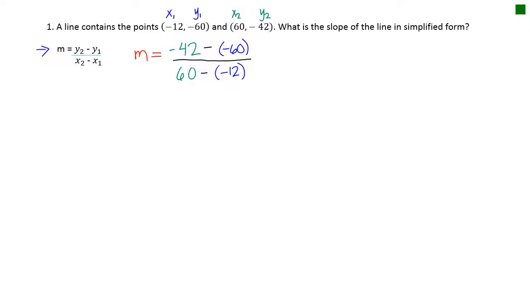The first thing then we want to do from here is notice that both on the numerator and denominator we have minus a negative. Remember, anytime you have a minus a negative or a negative times a negative, that's going to become a positive. So both of those become a big positive, leaving us with negative 42 plus 60 over 60 plus 12.